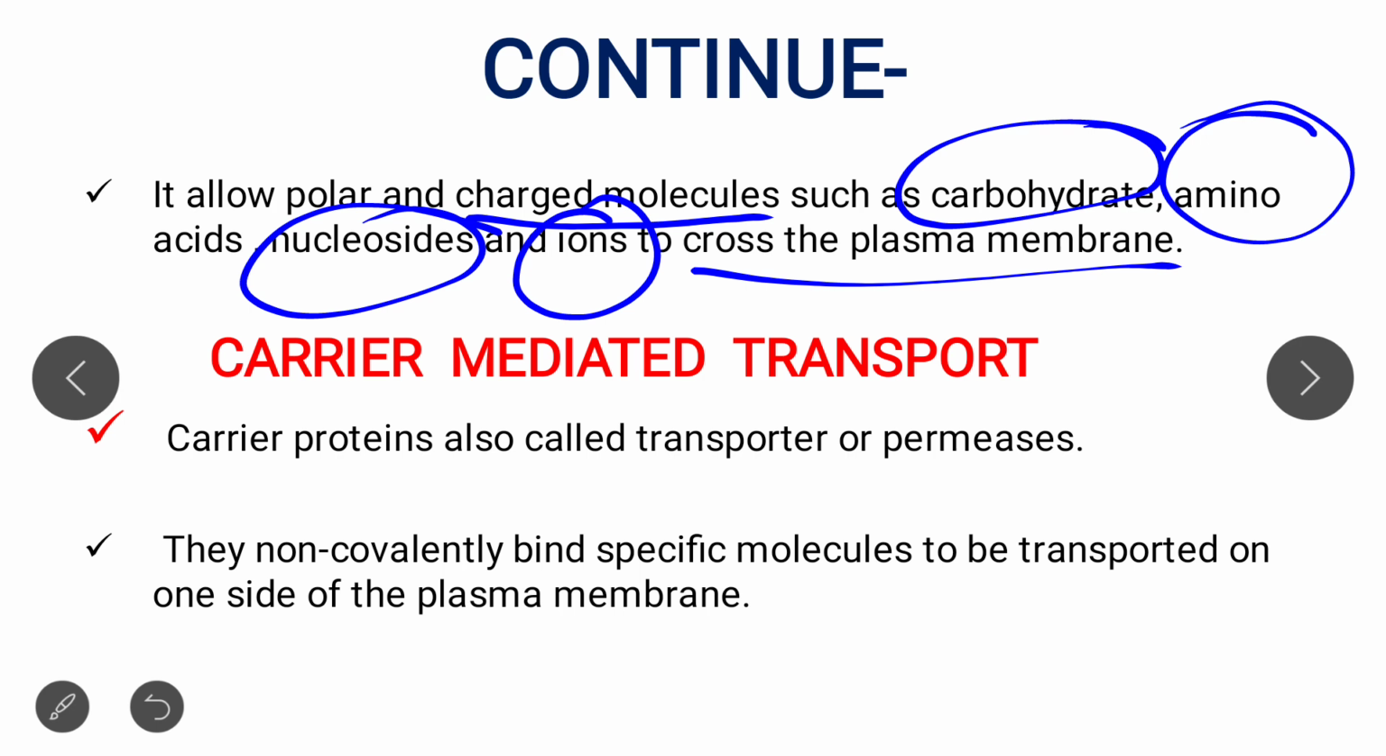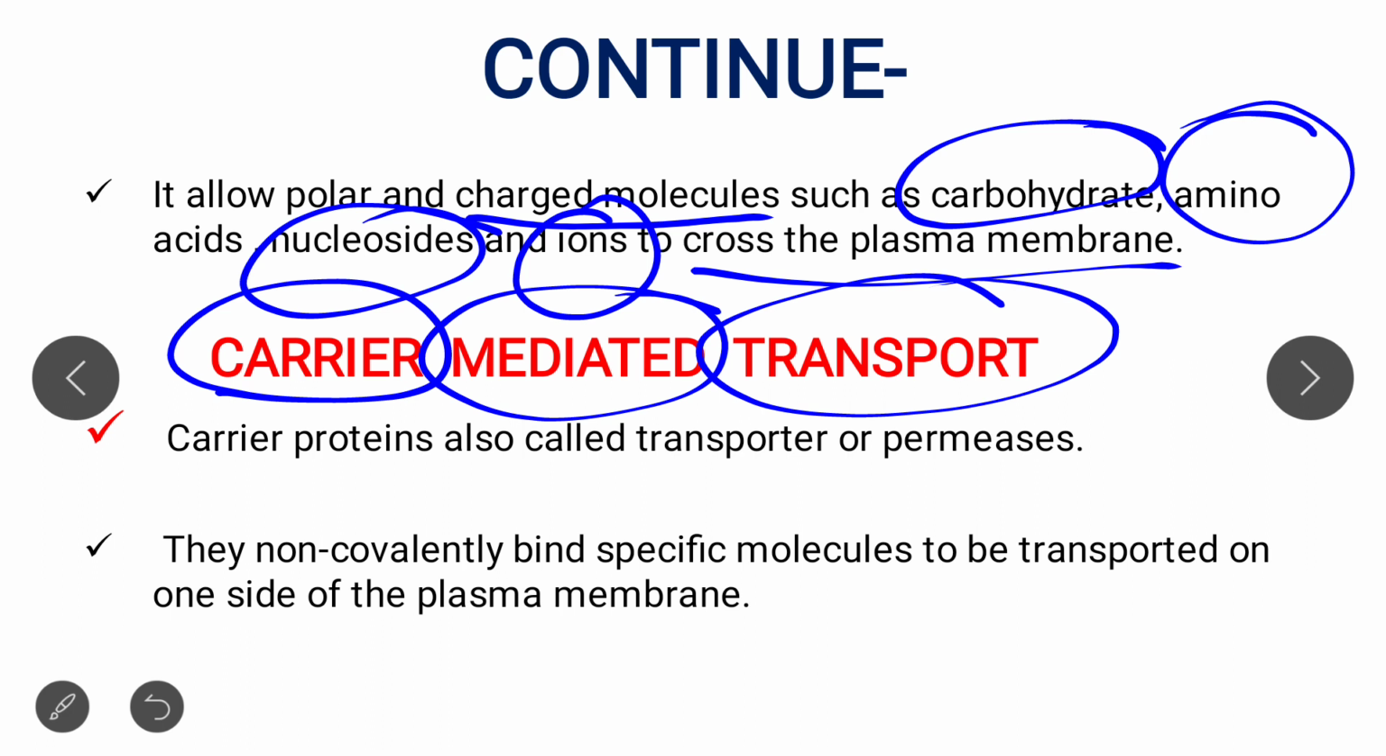Next we are going to discuss carrier mediated transport, which is one type of facilitated diffusion. Before I start, I will clear this concept of carrier mediated transport with the help of a beautiful diagram, so that you get a clear idea.